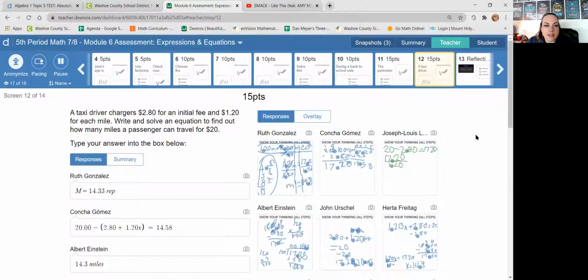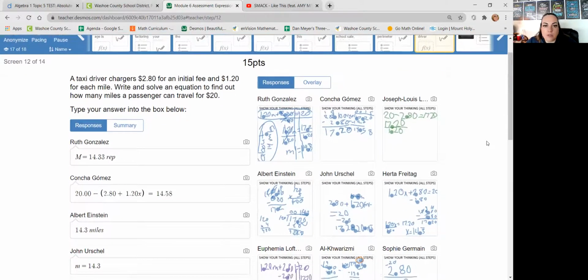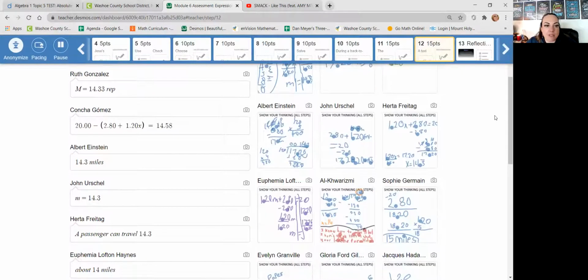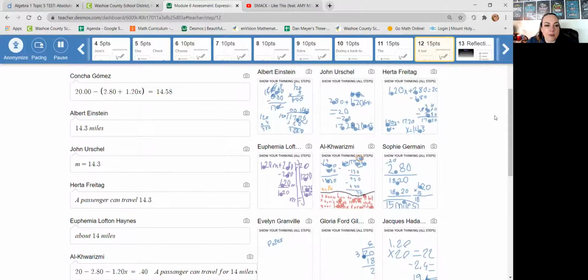And then finally, the taxi driver problem. How many miles can the passenger drive for $20? It did not say to round, and the answer is 14 1/3. We could have put 14 1/3, and that would have accurately represented the decimal that repeats. But 14.3 I accepted, about 14. It was okay as long as I could see your work.